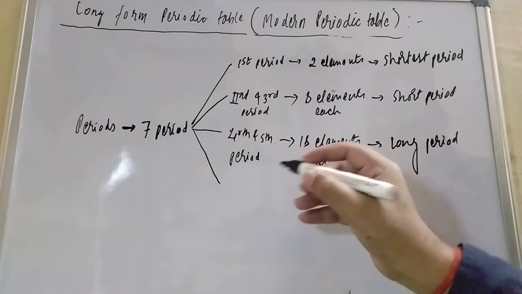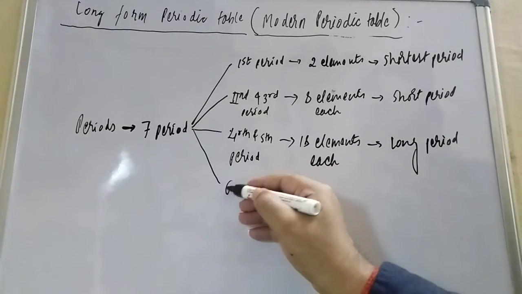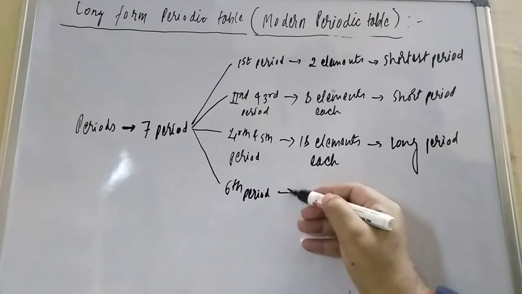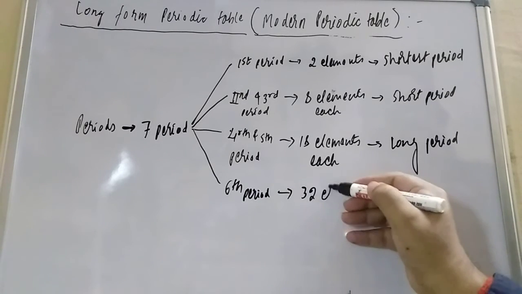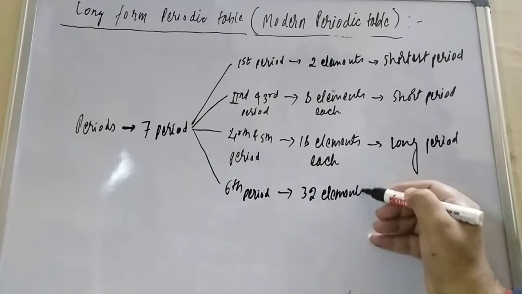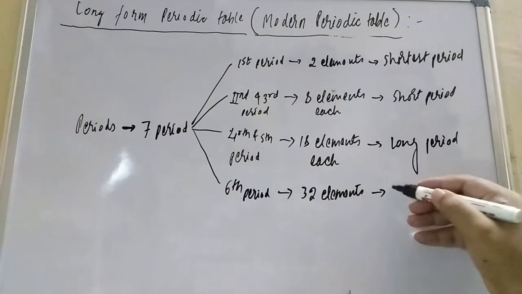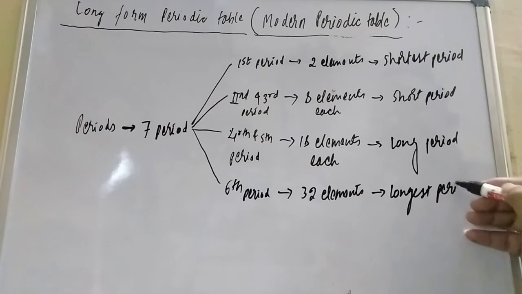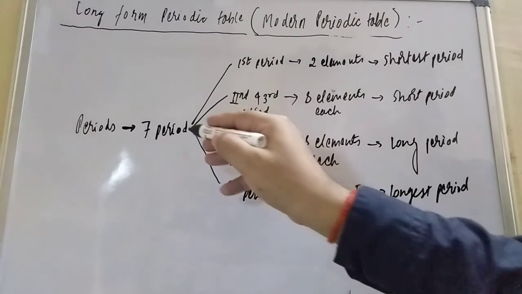The next period will come. Here is the sixth period. If you talk about the sixth period, students, this is having how much? 32 elements. In the sixth period, 32 elements. That is known as what, students? This is known as the longest period.